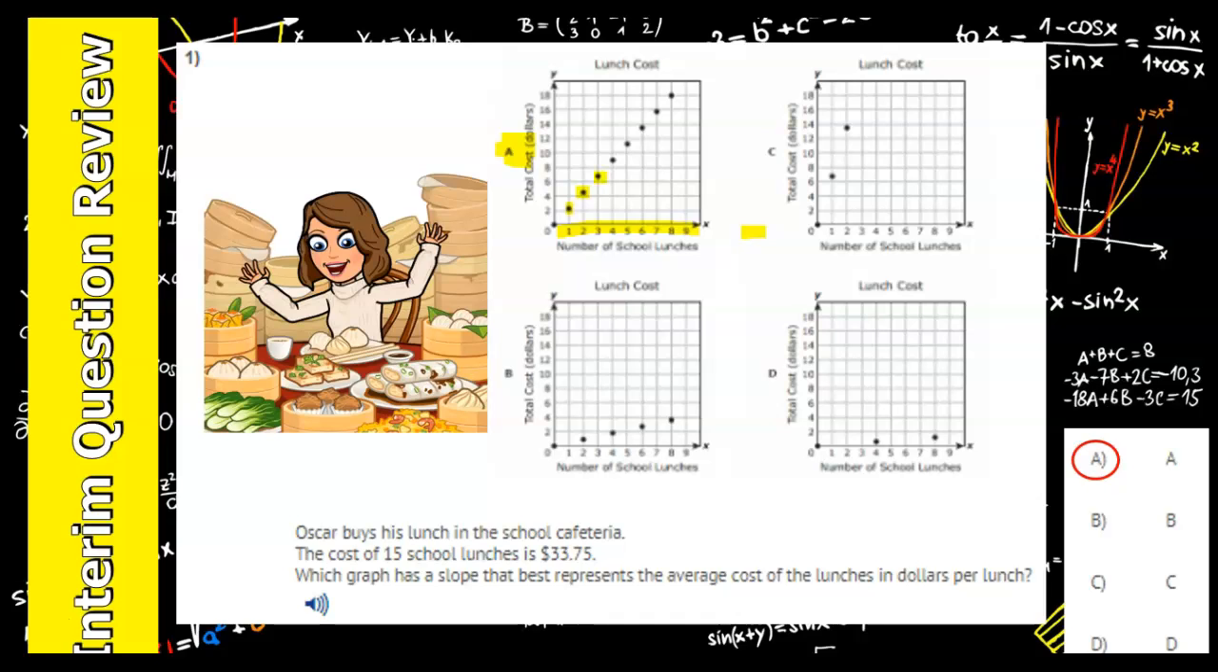And so you'll see that graph A represents this relationship. So we divided there to find our unit rate, which is also our slope, and that's how you put that graph on there when the graph does not go as far as 15 lunches.